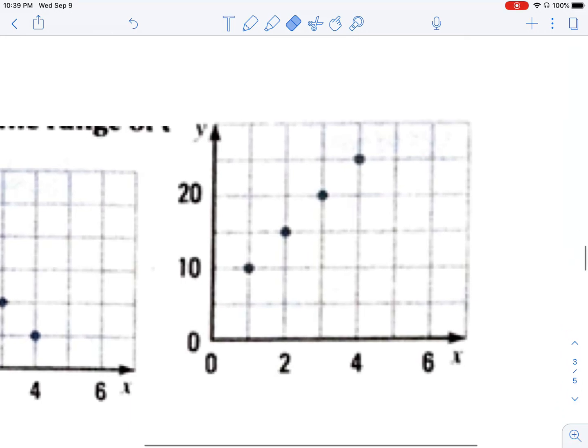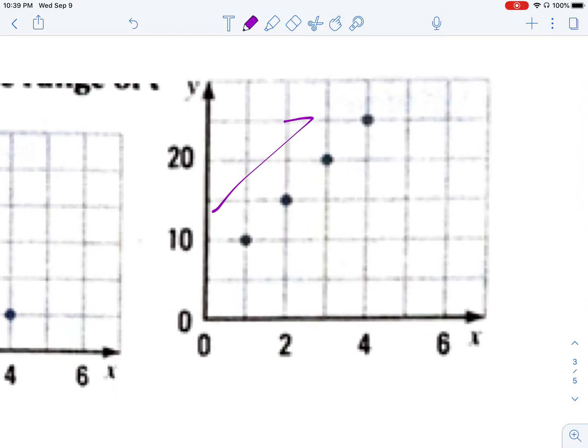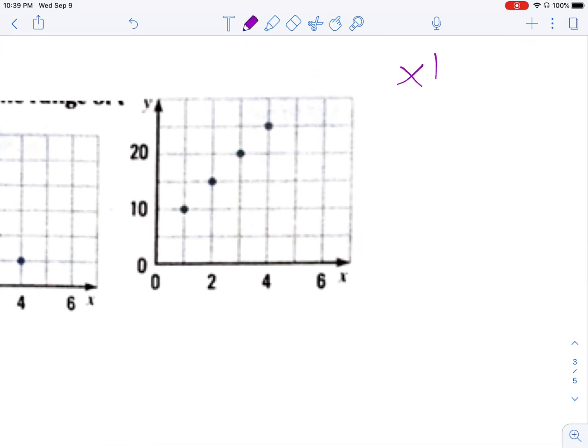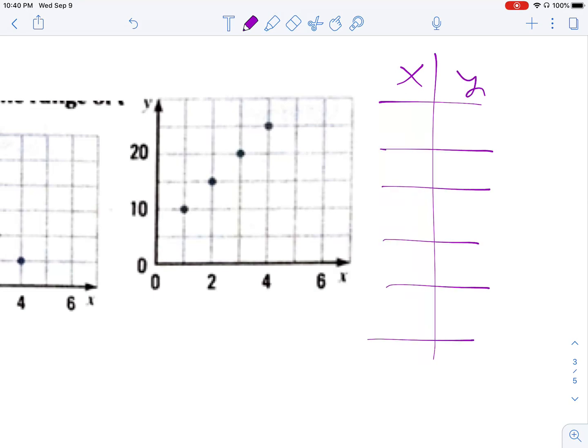All right, for your next one, let's do the same thing. Now this one is increasing. I can tell that because as I travel along the x-axis, the y values appear to be increasing. They're getting higher. Okay, so if I make a table here, x and y. Now again, you're counting by ones on the x-axis. So all the x values I have here, 1, 2, 3, and 4. Those are all the x values I have.